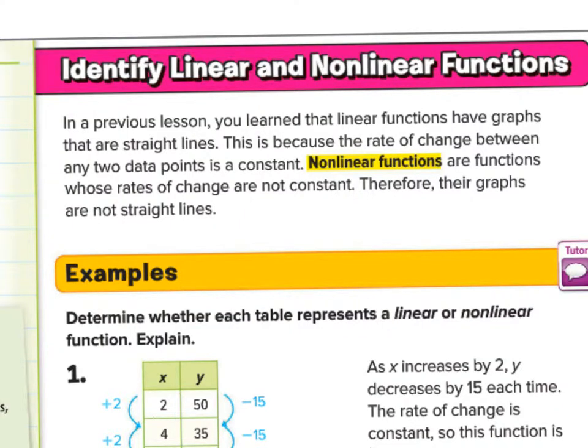And for one of our key points, we're going to address the vocabulary of nonlinear functions. So what do we mean? In a previous lesson, you learned that linear functions have graphs that are straight lines. This is because the rate of change between any two data points is constant. Nonlinear functions are functions whose rates of change are not constant. Therefore, their graphs are not straight lines.